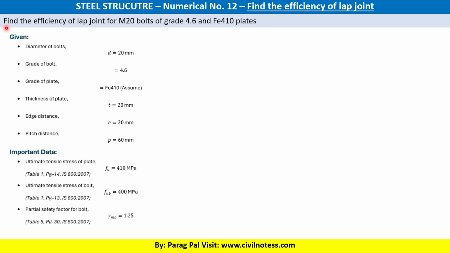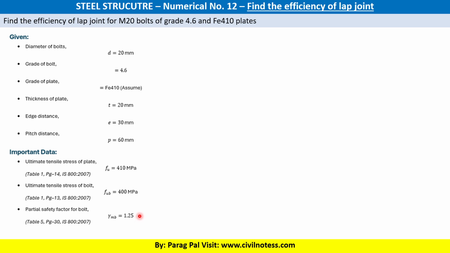Let's understand the numerical. Find the efficiency of the lap joint for an M20 bolt of grade 4.6 and Fe 410 plates. So we have a diameter of bolt as 20 mm, grade as 4.6, grade of plate as 410, thickness 20 mm, edge distance 30 mm, and pitch distance 60 mm. The ultimate tensile stress of the plate, Fu, is 410, as considered from IS 800:2007. Tensile stress for the bolt, fub, equals 400 megapascal, and the partial safety factor is 1.25.